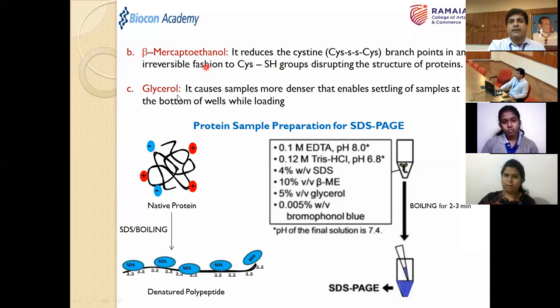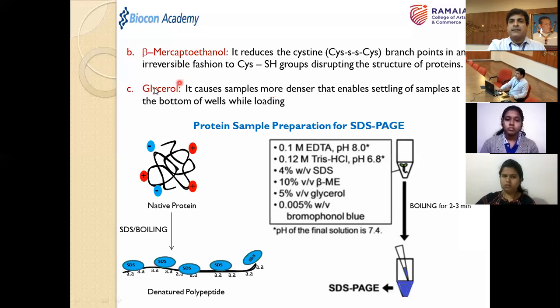Then another important constituent of your sample buffer is glycerol. Glycerol is important because when you are loading your sample, it will go directly into the well. It will settle down, the sample will settle down in the well.